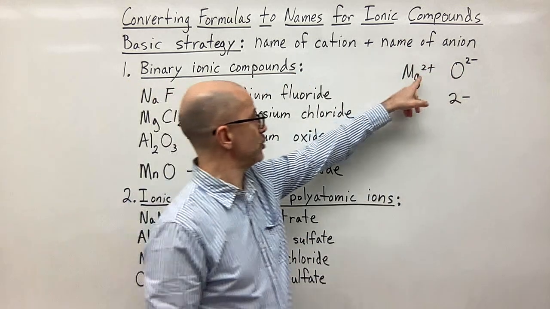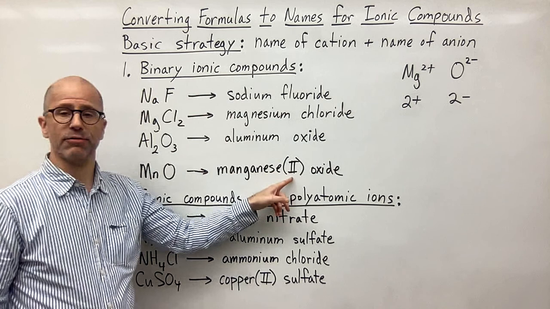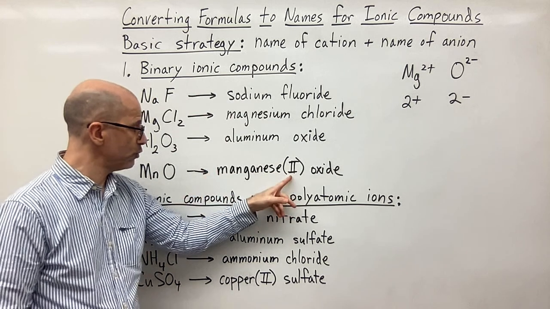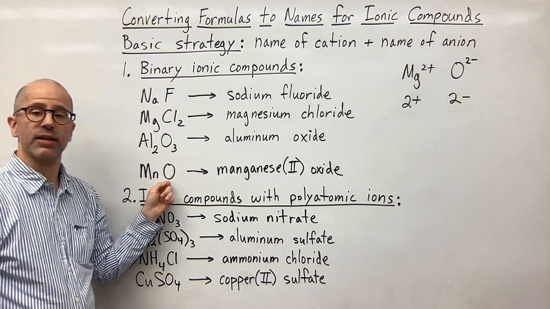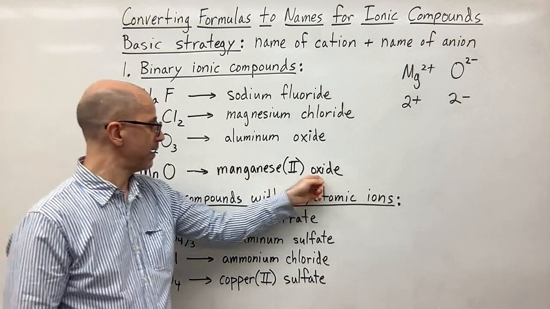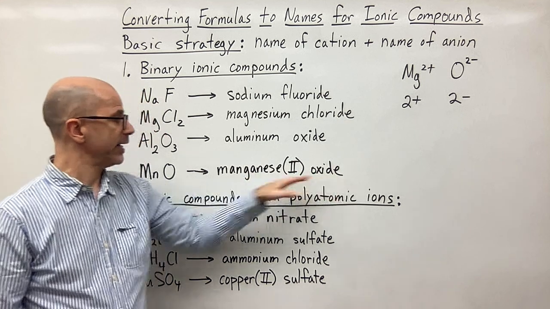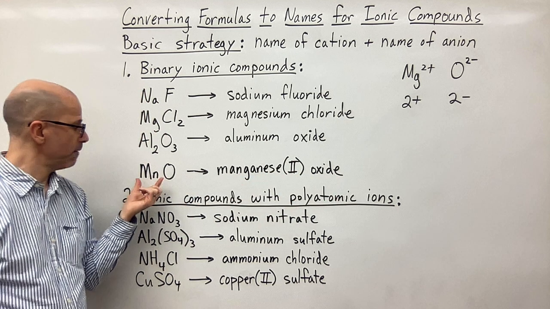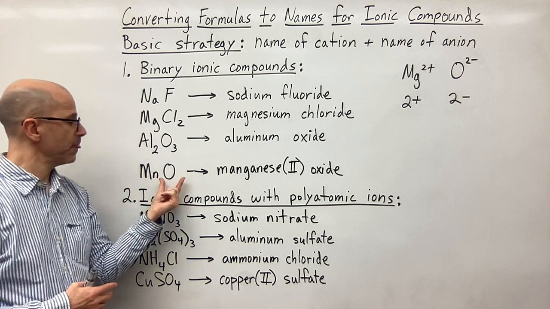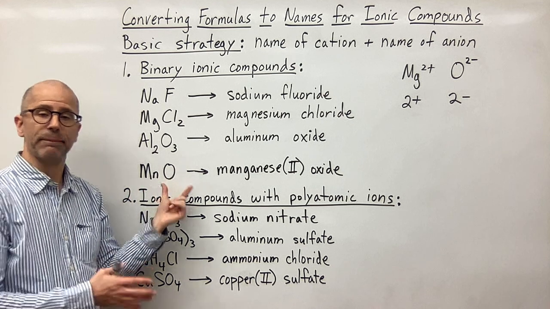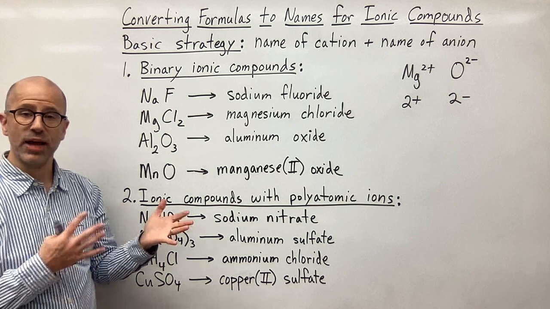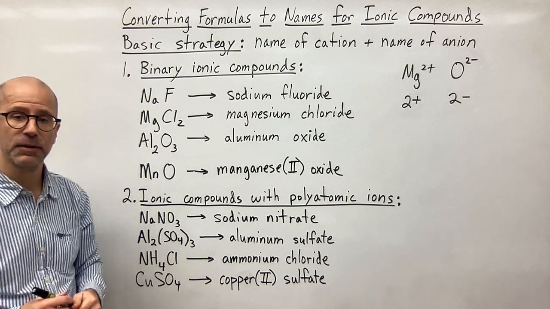Since we have a 2+ charge, that means we must have a Roman numeral 2. So the name of this ion is manganese(II). Oxygen is an anion, so we drop the ending, add -ide, and that becomes oxide. So manganese(II) oxide is the name of this compound. Remember, the first ion is manganese(II), that's the name of that ion. The second ion is oxide. Put it together, manganese(II) oxide. And that's how you name your binary ionic compounds.